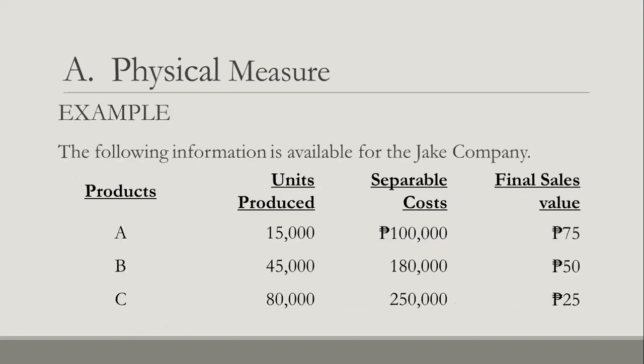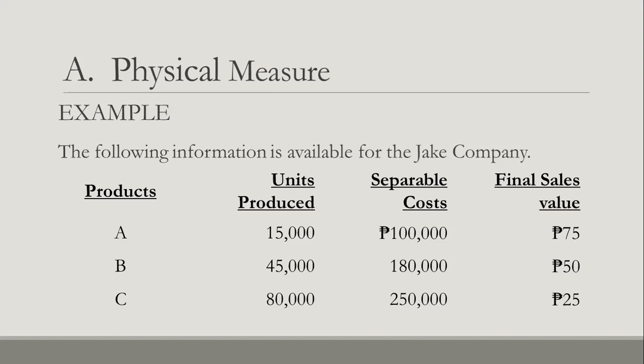Let's take this for example, using your physical measure. We have the given: you have three kinds of products A, B, and C, which have the following quantities. For A, you have 15K. For product B, you have 45K. And for product C, you have 80K. We also have given separable cost and final sales value. But for physical output, we will not use this. We will disregard the separable cost and final sales value.